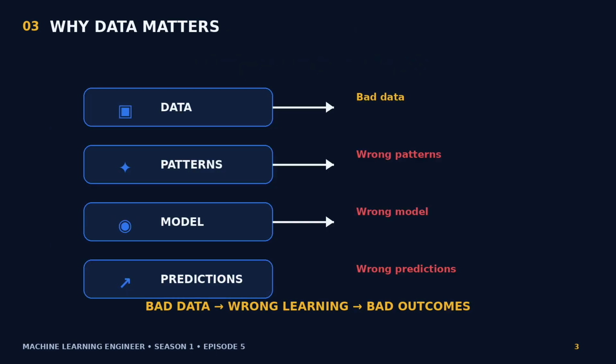Machine learning models learn patterns from data. So, if the data contains the wrong patterns, the model can learn those wrong patterns. This creates a chain reaction. Bad data can lead to incorrect patterns. Incorrect patterns can lead to a poor model, and that poor model produces poor predictions. So, before asking which algorithm should I use, an ML engineer should ask, do I have the right data?